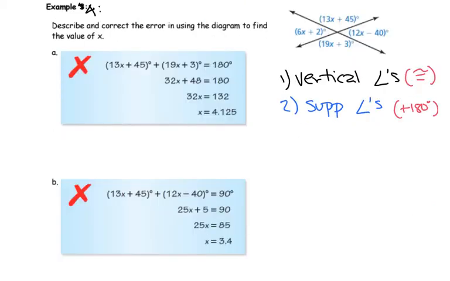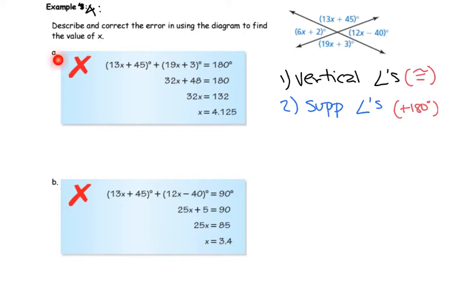Oh, yay. Describe and correct the error in using the diagram to find the value of x. So again, remember, two things we're focusing on here. One, vertical angles are congruent. And number 2, supplementary angles or linear pairs add up to 180.